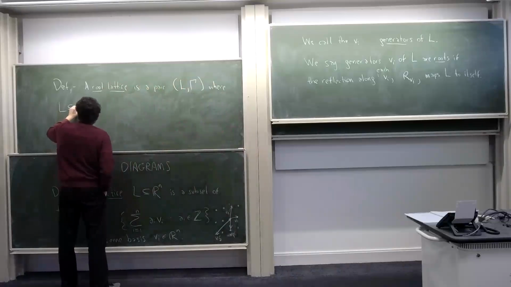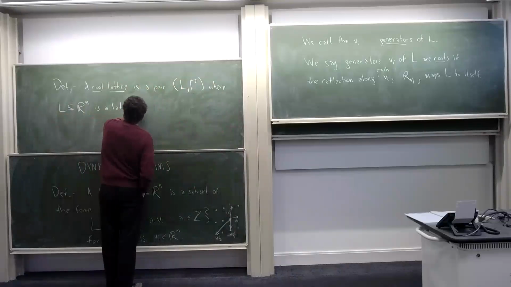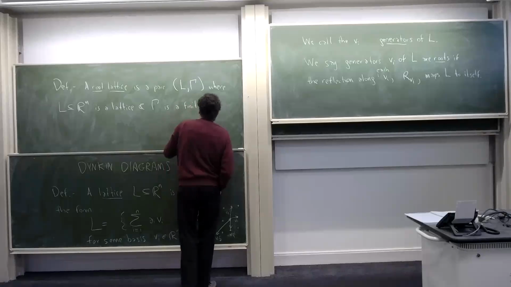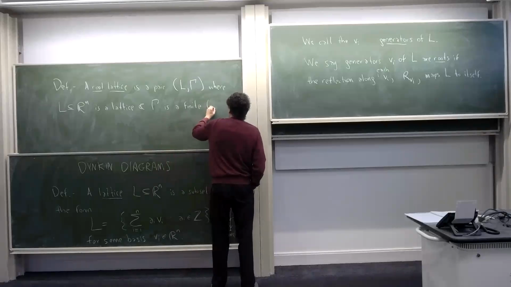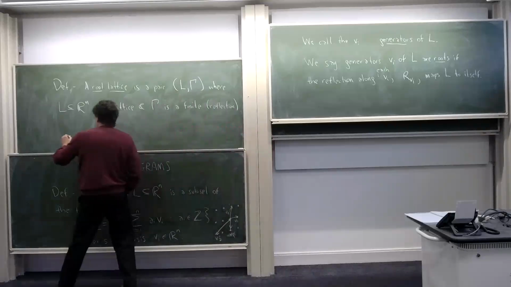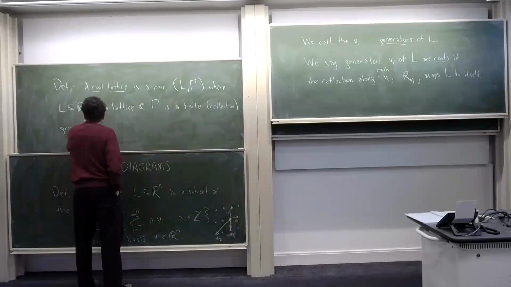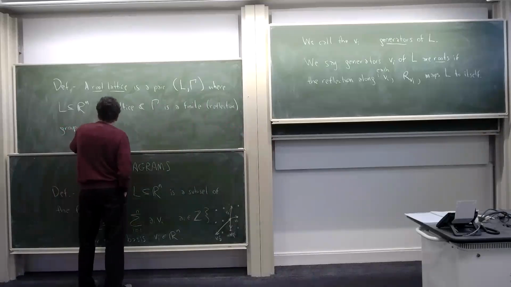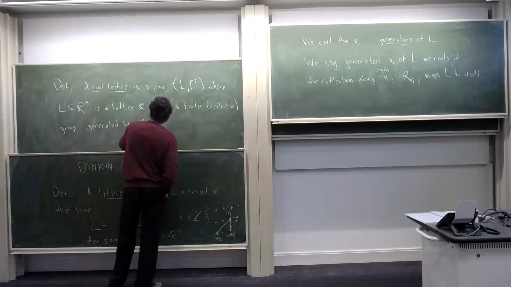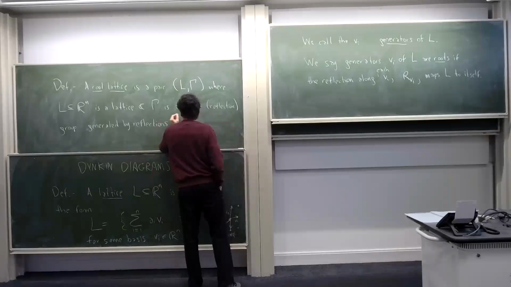So L is a lattice in Rn. And gamma is a finite reflection group. But actually, I'm just about to say something that implies that it's a reflection group. So it's a finite group of transformations of Rn generated by reflections along some roots.